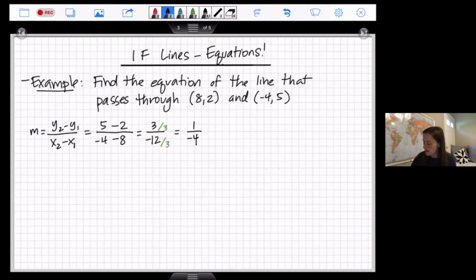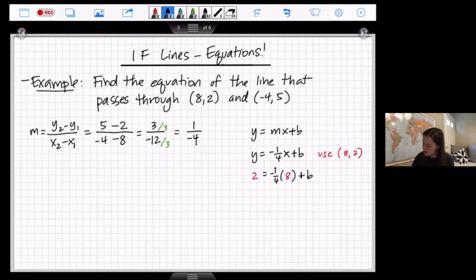I know that my line is going to be y equals mx plus b, negative 1/4 x plus b. And again, you can use whichever point that you would like. If you want to stick with the positive numbers, we can use the point 8 comma 2. But you could just as easily use negative 4 comma 5. So my y coordinate is 2 equals negative 1/4 x. X in this point is equal to 8 plus b.